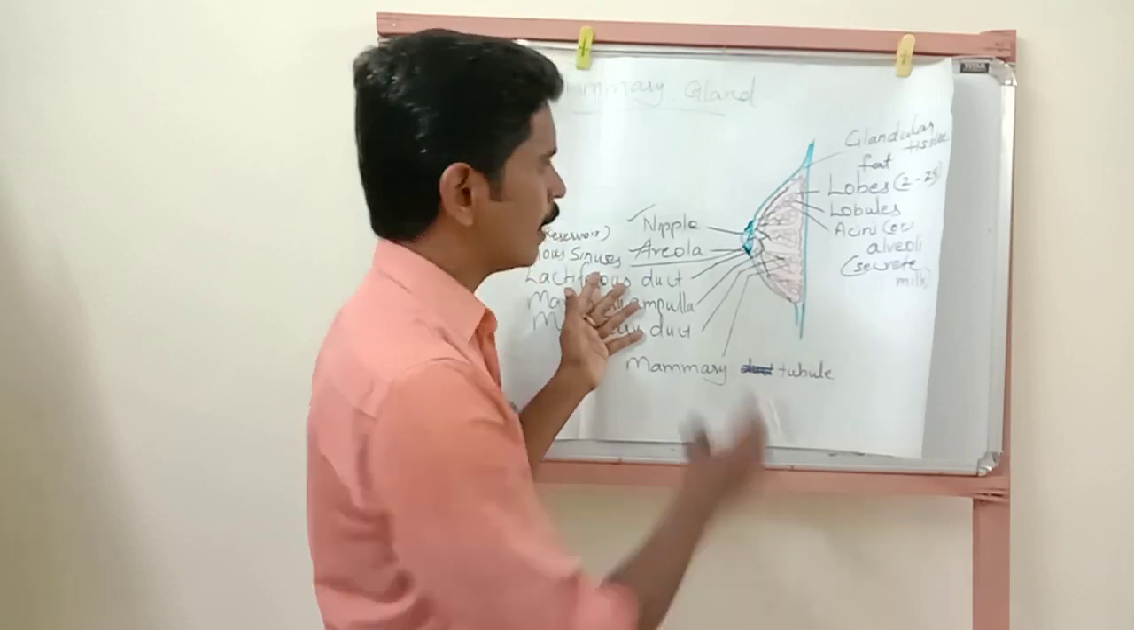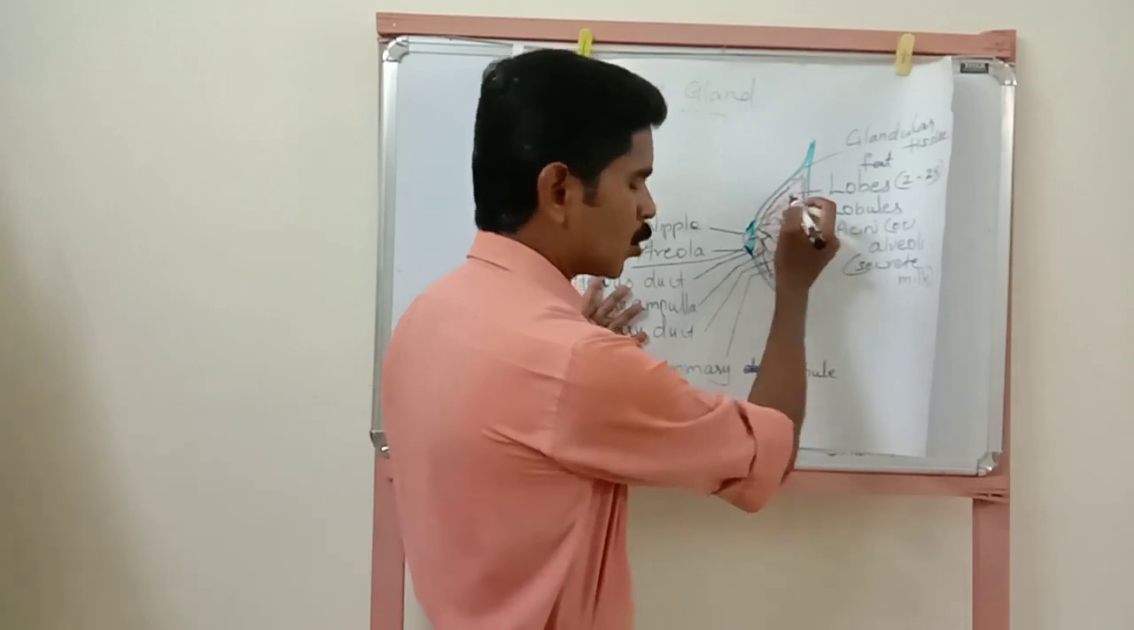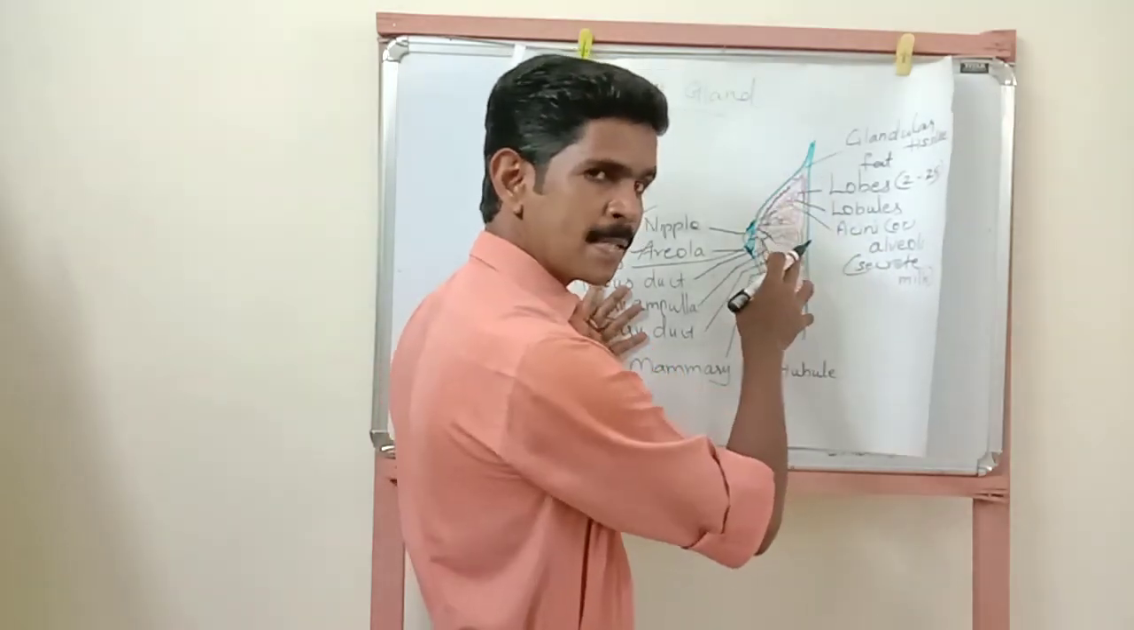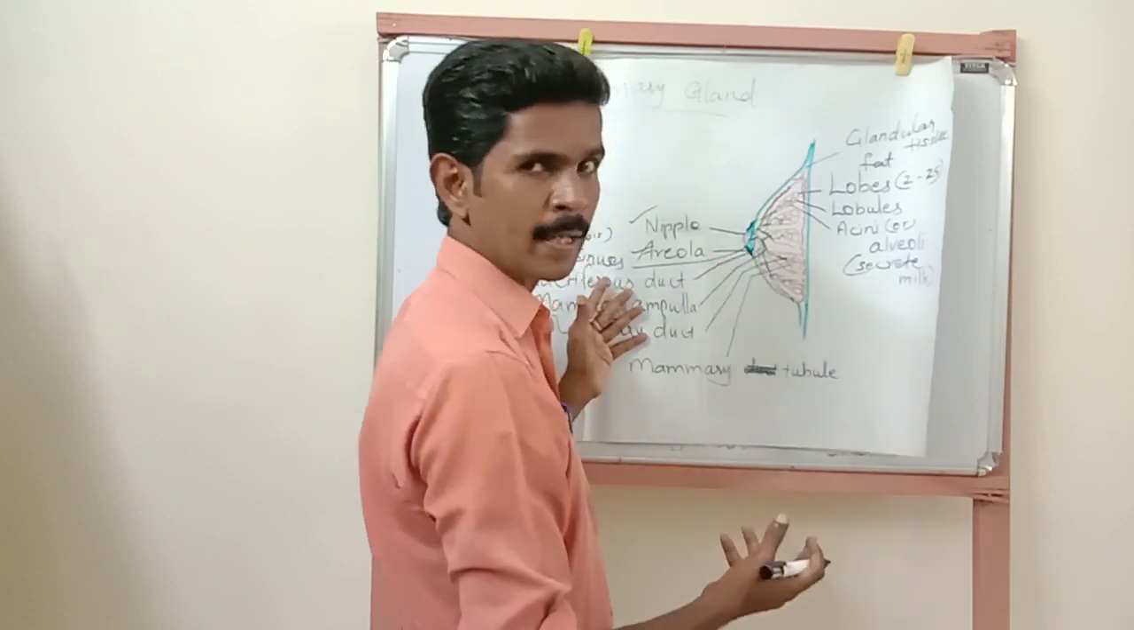Understand, my dear students? Then next point, listen very carefully. Already I told you 2 to 25 lobes are present. Then inside all the lobes many small lobules are there.